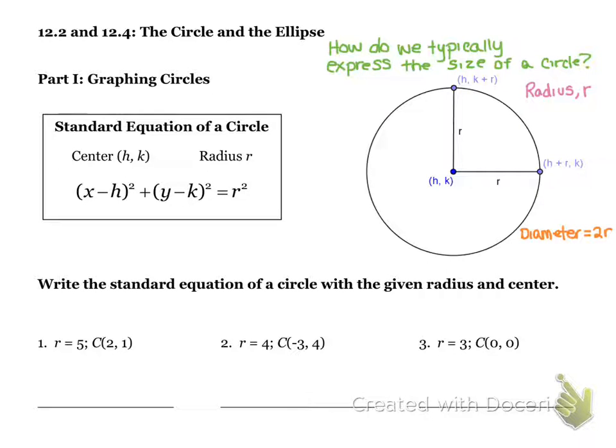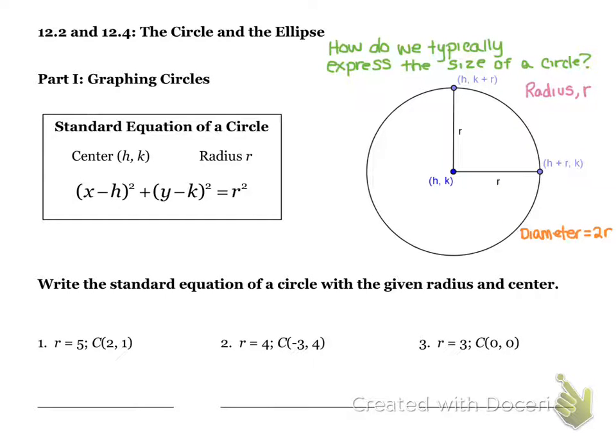So, looking at the standard equation of a circle, the center is known as (h, k) and the radius is called r. So, our equation is (x minus h) squared plus (y minus k) squared equals r squared.